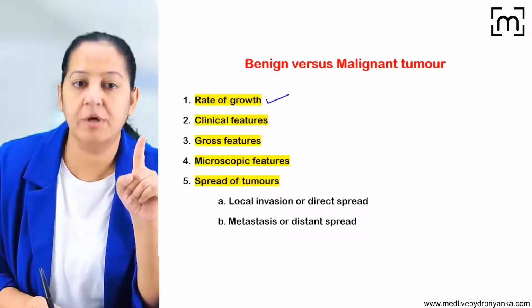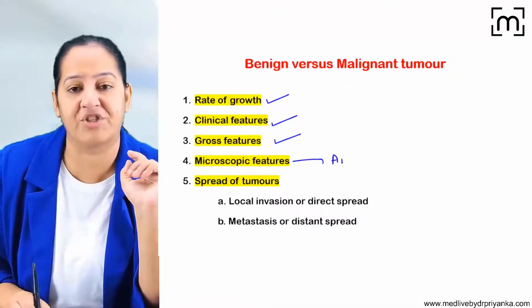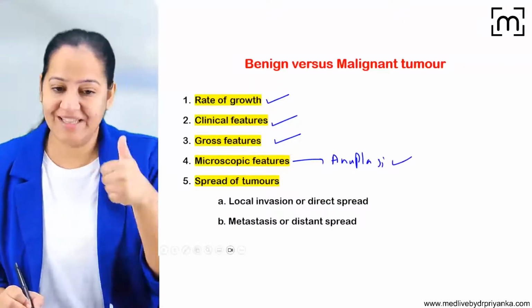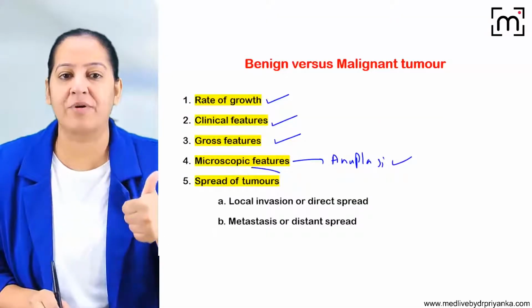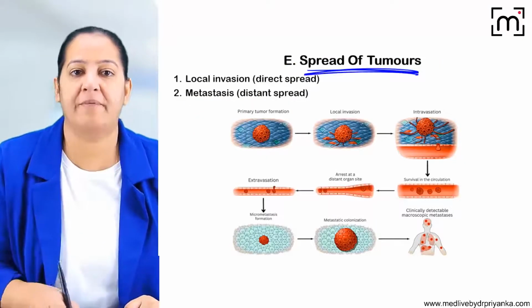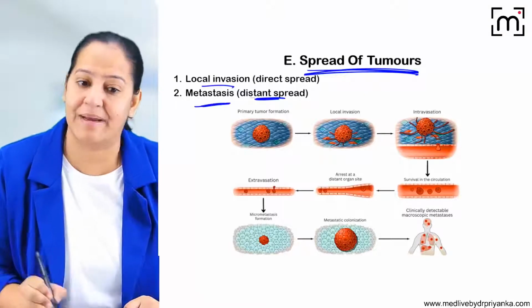Based on rate of growth, based on clinical feature, based on gross, and the microscopy is anaplasia. So based on microscopy or anaplasia also we have differentiated. Now finally the 5th and the last feature, the most important, spread of tumor. There are 2 types of spread of tumor, local spread and distant spread. Distant spread is known as metastasis.